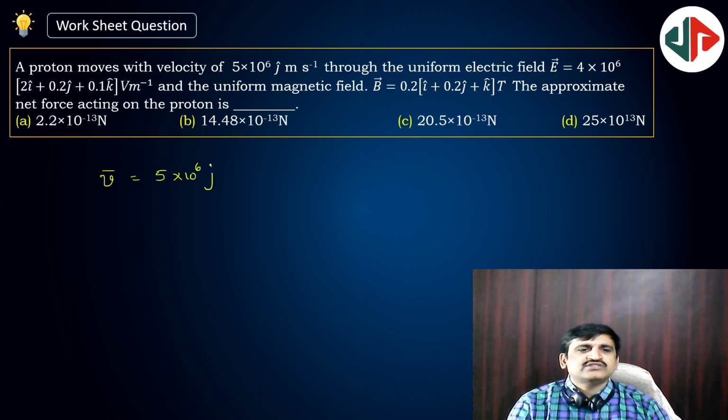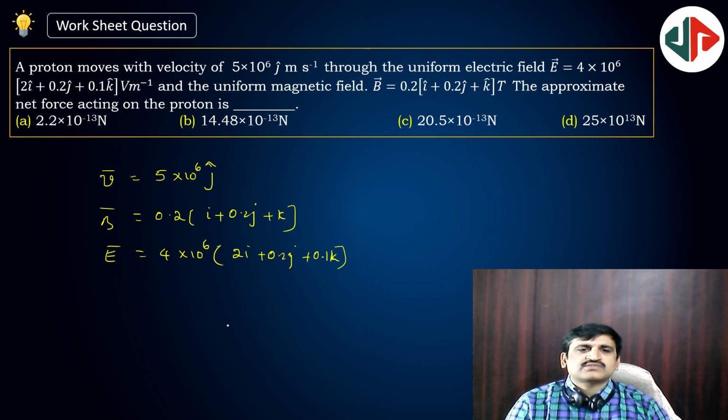And next, a proton moves with a velocity v bar is equal to 5 into 10 to the power of 6 j cap through a uniform magnetic field, uniform electric field. Obviously magnetic field also will be there. B bar is 0.2 i plus 0.2 j plus k, and E bar is equal to 4 into 10 to the power of 6 into 2i plus 0.2 j plus 0.1 k. What's the problem? The approximate force on the proton means charge q is equal to plus e. Approximate force F is equal to q into V bar cross B bar.